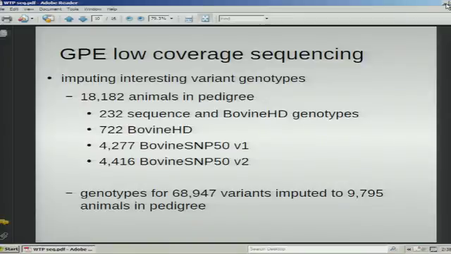Using the genotypes that we could call from these bulls with their high density genotypes, plus high density on another 720 animals in the pedigree, and 8,500 50K genotypes that we have on the rest of the animals, we went through a process like Elisa described to impute the interesting variant genotypes to the rest of the population. So with 18,000 animals in the pedigree, we managed to get those genotypes imputed to almost 10,000 animals that had other genotypes.